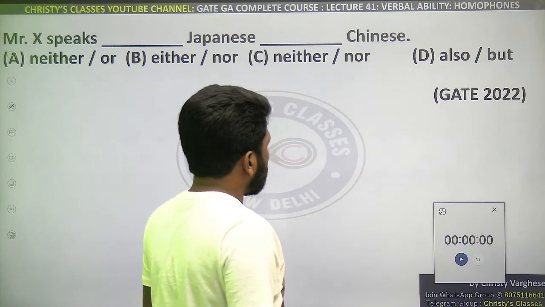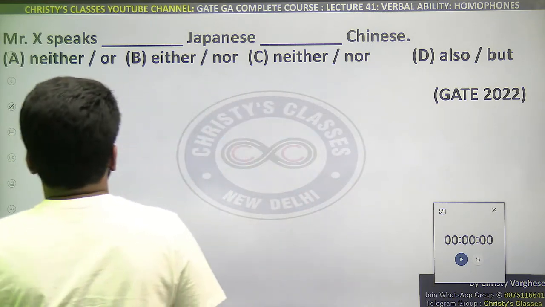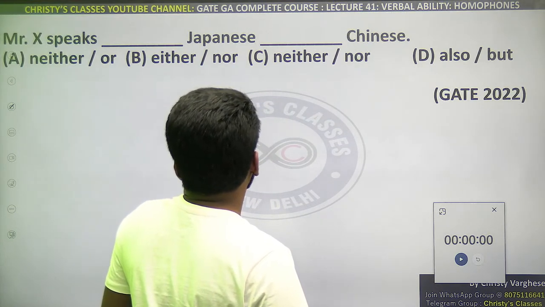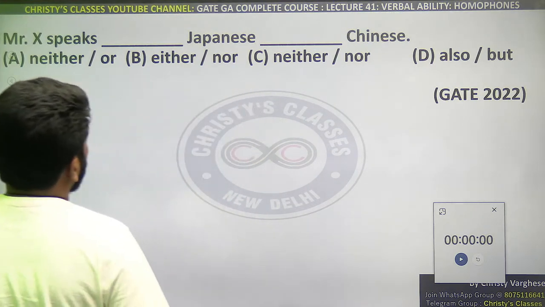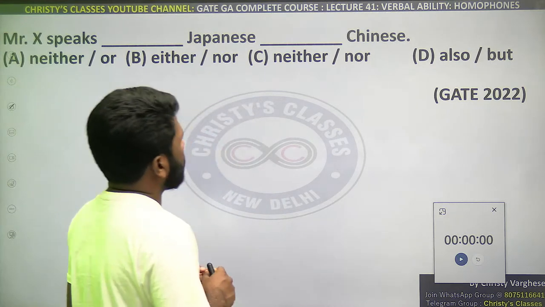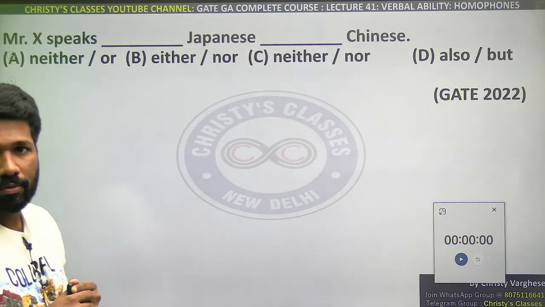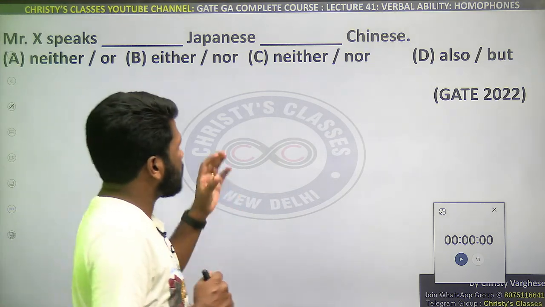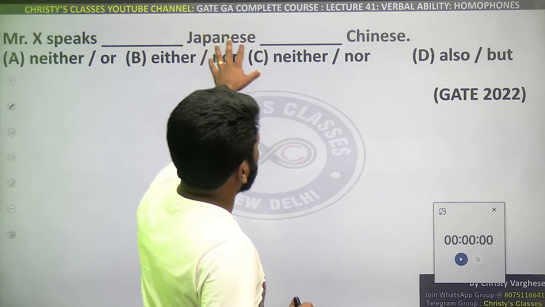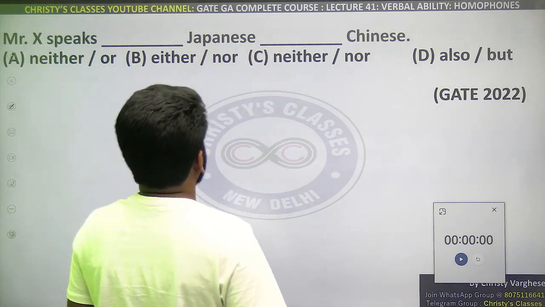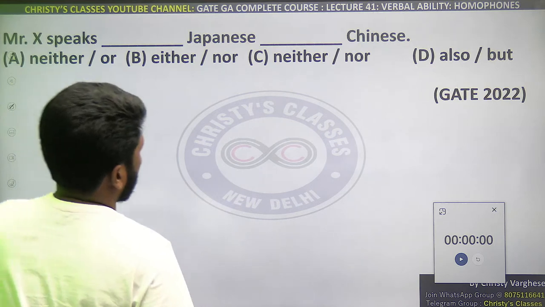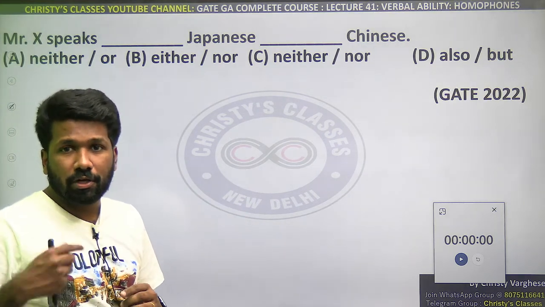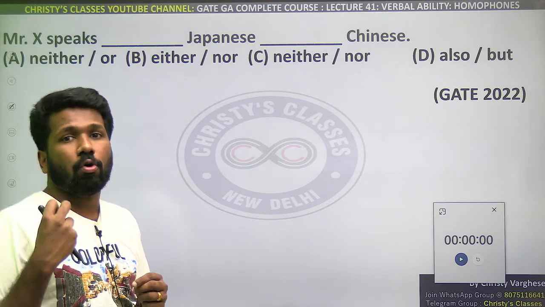Okay, so most of you got an answer. Mr. X speaks dash Japanese dash Chinese. So what we want to convey is Mr. X does not know Japanese, and does not know Chinese either. So the conjunction used, this is called an alternative conjunction, is neither Japanese nor Chinese. If either or was also there, then there is an ambiguity, either or or neither nor could be used, and then we need more context.